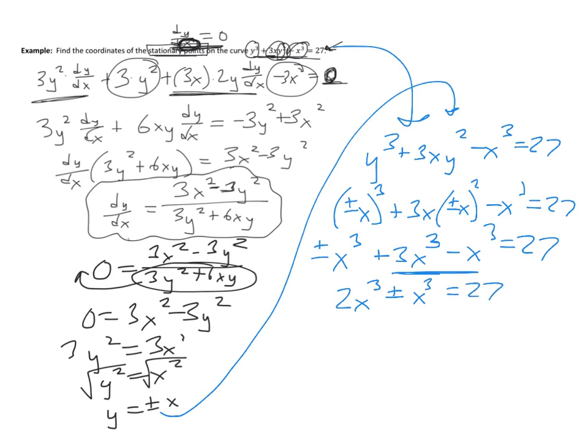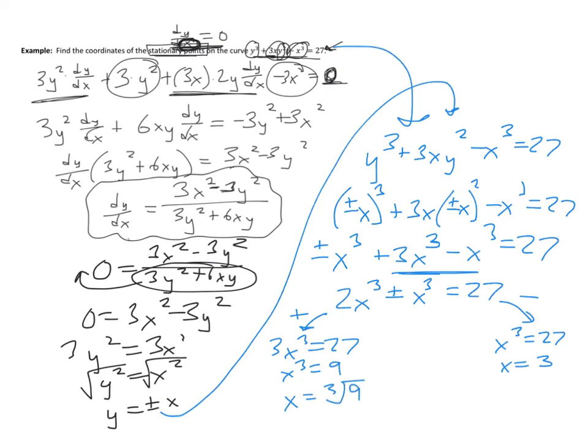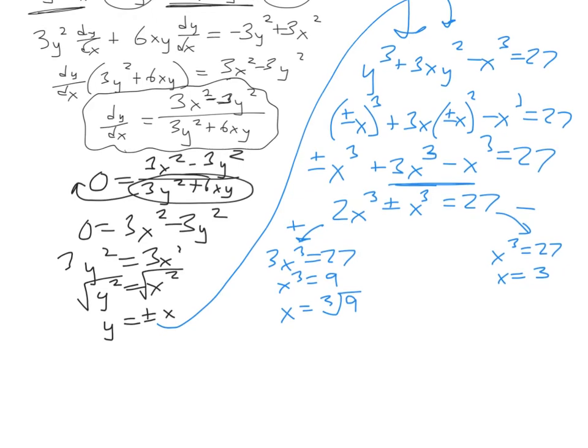And what's really happening here is I'm about to get two different solutions for this thing. I could have the plus version of this, which is 3x cubed equals 27, or I'll have the minus version of it, which is x cubed equals 27. In this case, x would be 3, and in this case, x cubed would be 9, which means x is going to be the cube root of 9. Okay, now we're almost done with this thing, right?